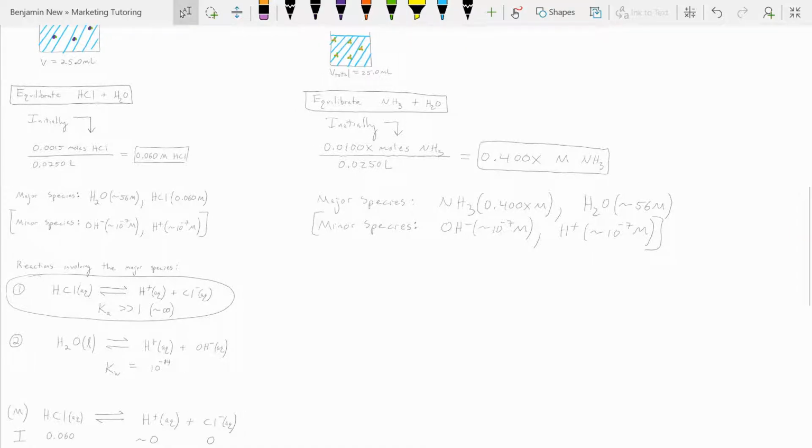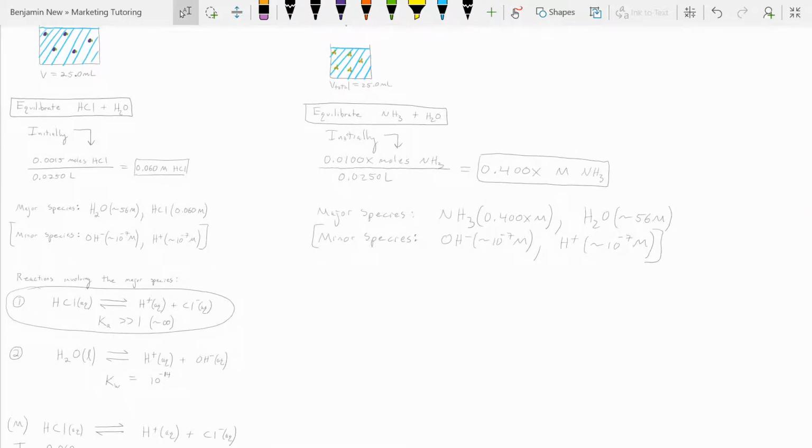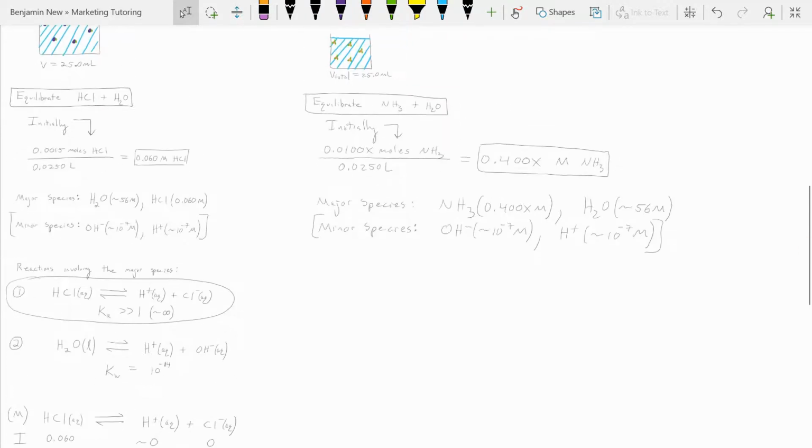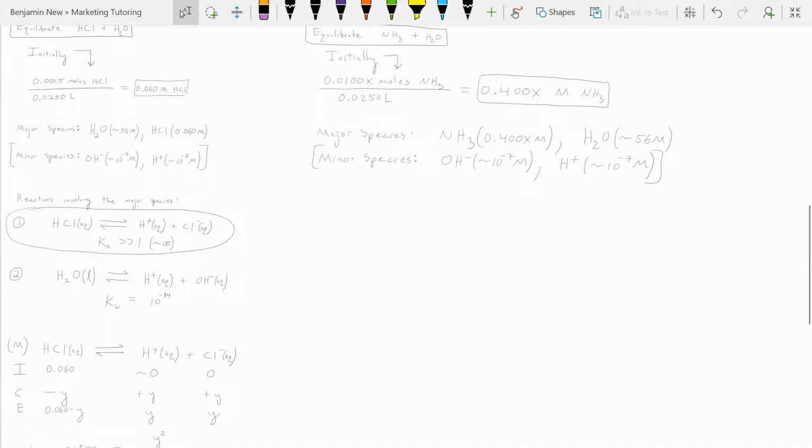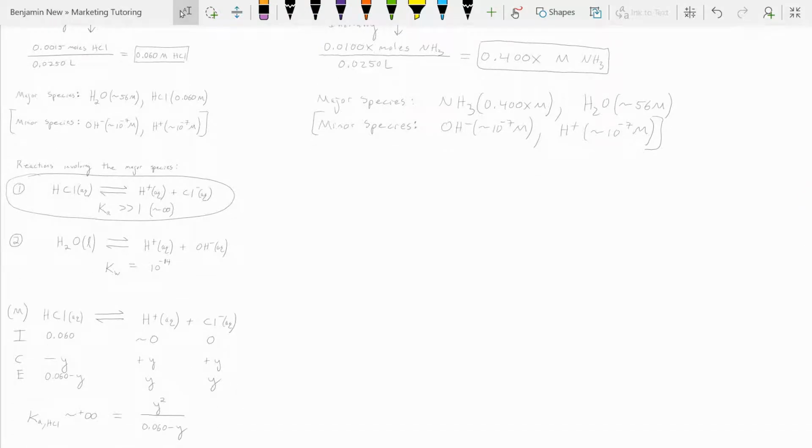So those are effectively not going to matter because we're going to anticipate that this concentration of ammonia is not going to be that small. It's going to be on the order of 0.1 or 0.01 molar, most likely. And if it isn't, then we would have to come back and consider the minor species. But for your level of chemistry, most likely you can always just ignore those. Anyway, the next thing to consider are the reactions.